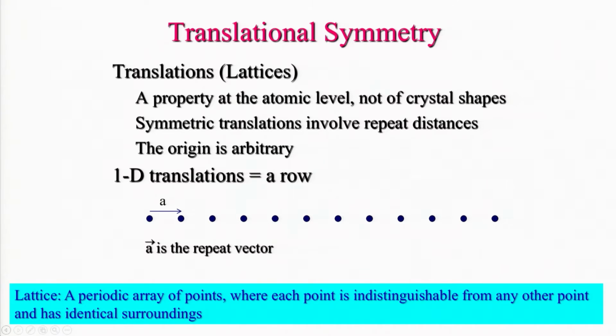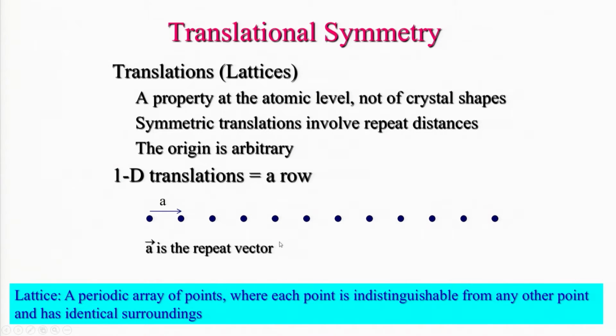In translational symmetry, what happens here is that lattice nodes are translated in a particular direction along a repeat vector, as has been shown here, and this particular translation along a particular direction along a particular repeat vector develops a one-dimensional array of lattice points here, and this we call a row.